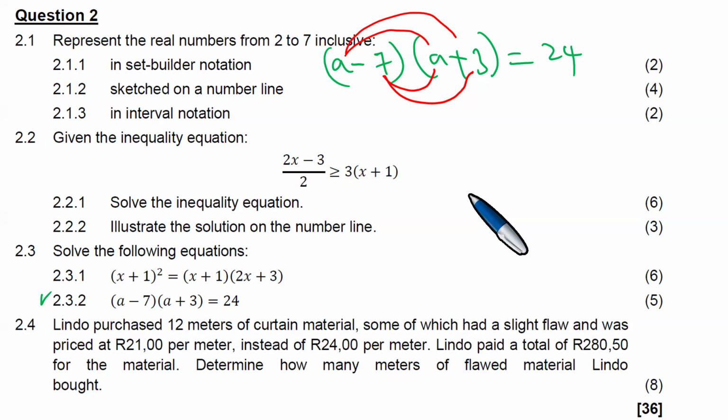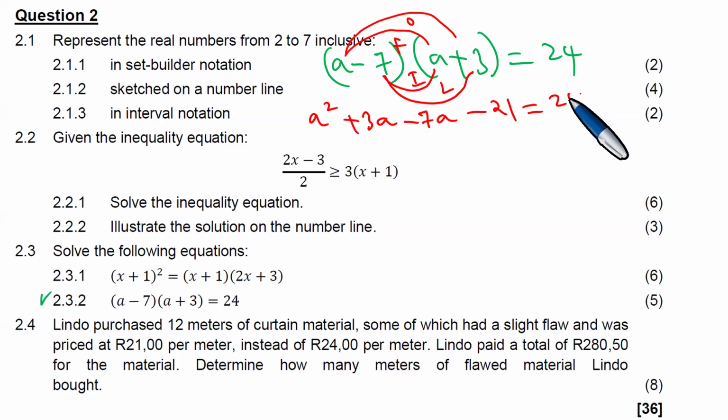Then we go on to the second one. 7 multiplied by a is 7a. So we deal with the first, outers, inners, and the last. What is a by a? A squared. And then a times 3 is 3a. Then minus 7 times a is minus 7a. And then we have minus 7 times 3, which is minus 21. And this equals 24.